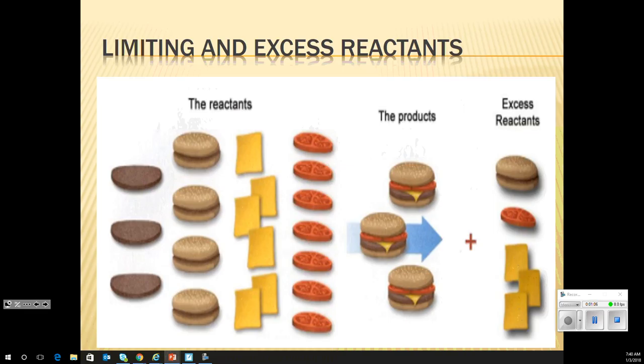When we talk about limiting and excess reagents, we're talking about how much we can make with what we have, and then what's left over. So for instance, if I'm making a hamburger or a cheeseburger and I want to have a patty, a bun, a cheese, and a tomato for each one, when I put this together, I'm going to have some excess stuff that I'm not going to be able to use. Which one did I run out of, of the things that were my reactants? What thing made it so I couldn't make any more cheeseburgers?